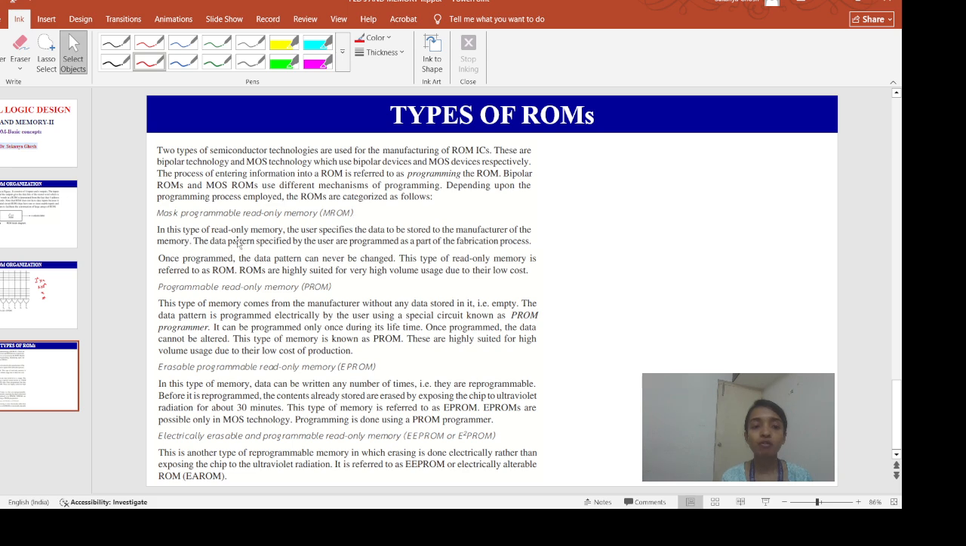In this type of read-only memory, the user specifies the data to be stored to the manufacturer of the memory, and the data patterns specified by the user are programmed as a part of the fabrication process. Once the programming is done, the data pattern can never be changed. This type of read-only memory is referred to as MROM. These ROMs are highly suited for high volume usage due to their low cost.